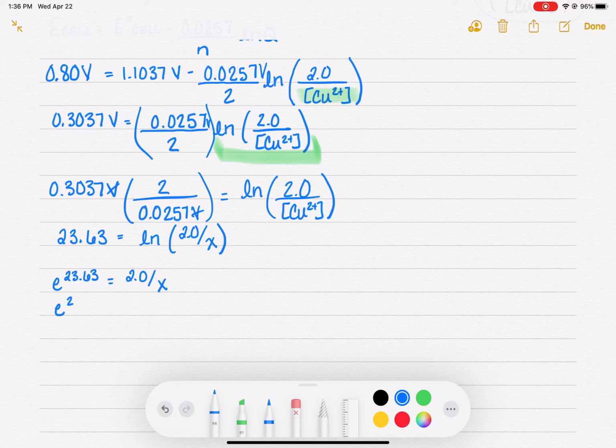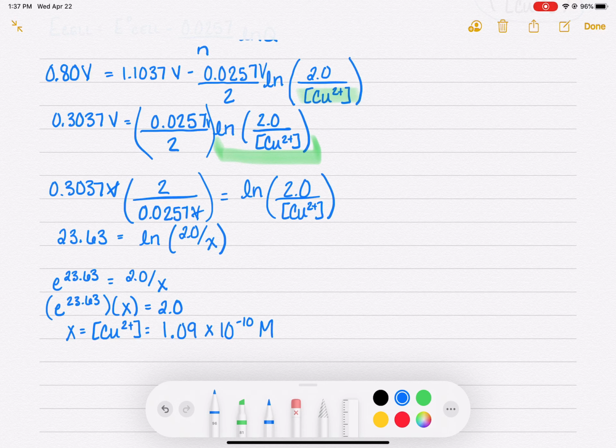E to the 23.63 times x is equal to 2.0. X, which is our copper concentration, is crazy small. 1.09 times 10 to the minus 10 molar.